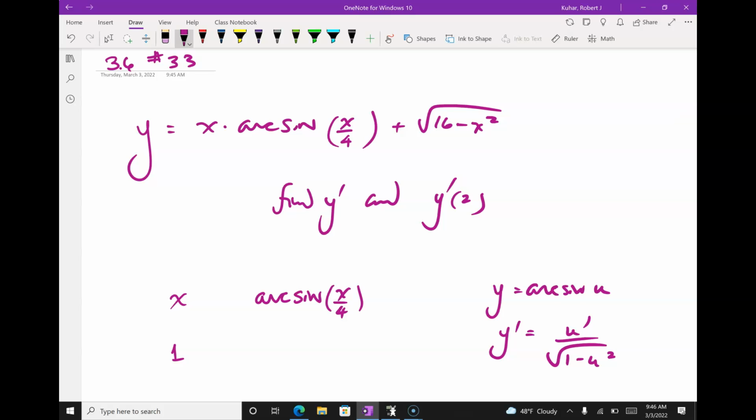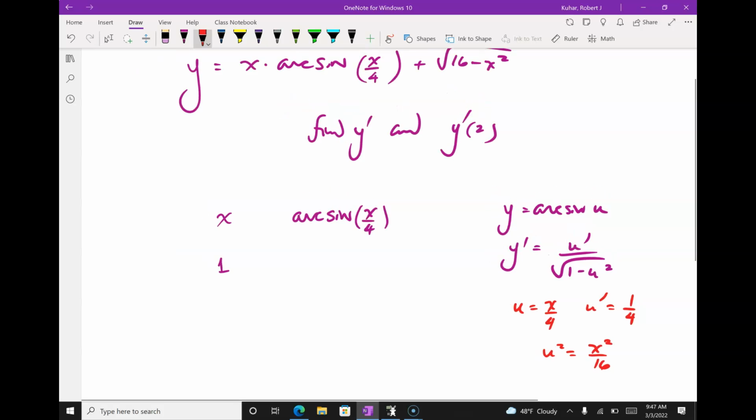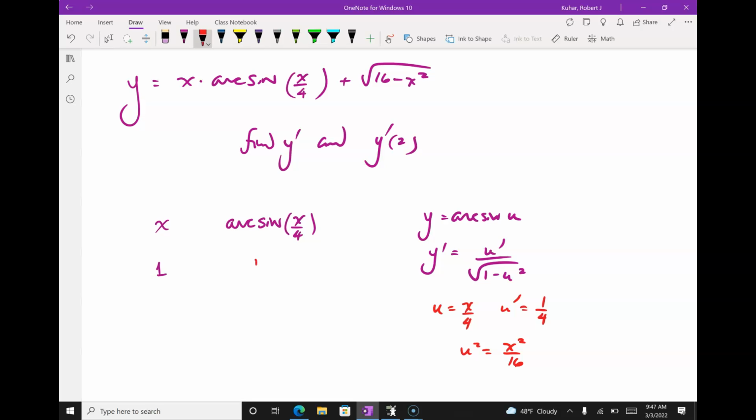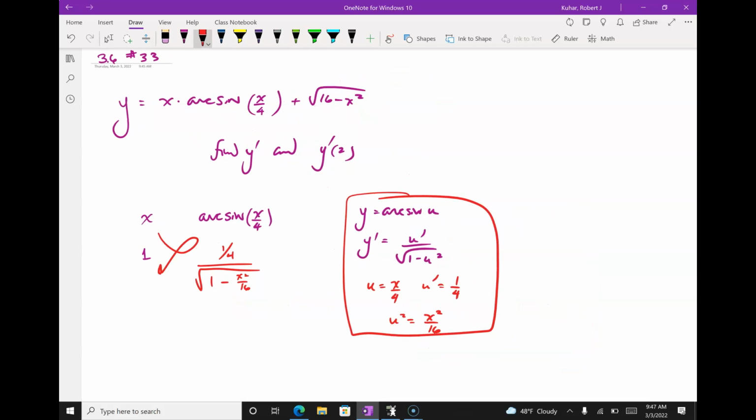But what do I need to use that formula? I need a value of u. What is the value of u? X over 4. What's u prime? 1 over 4. Remember, an mx, right? And what's u squared? X squared over 16. So I get for the derivative 1/4 over the square root of 1 minus x squared over 16. So this is going to be my product rule.